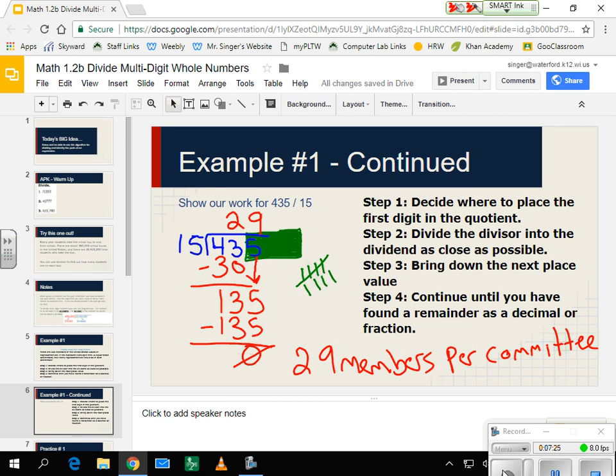Every single time I deal with large numbers or smaller numbers, I'm going to use the same process to try to solve them. These 4 steps, this algorithm. So have this example down, and once you have it written, then we'll move on to the next slide.